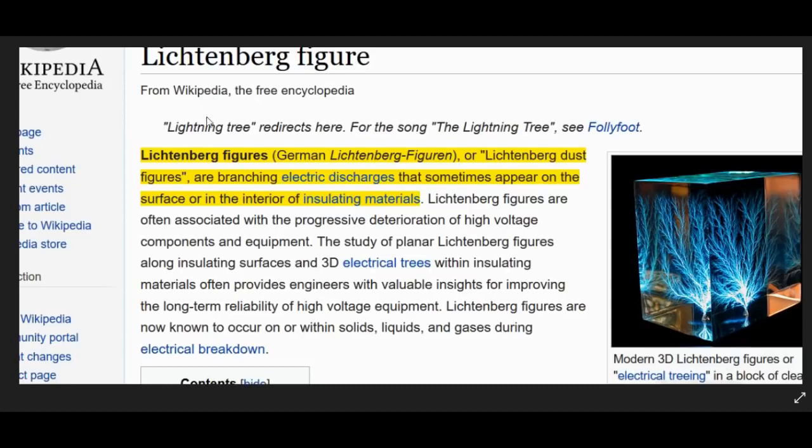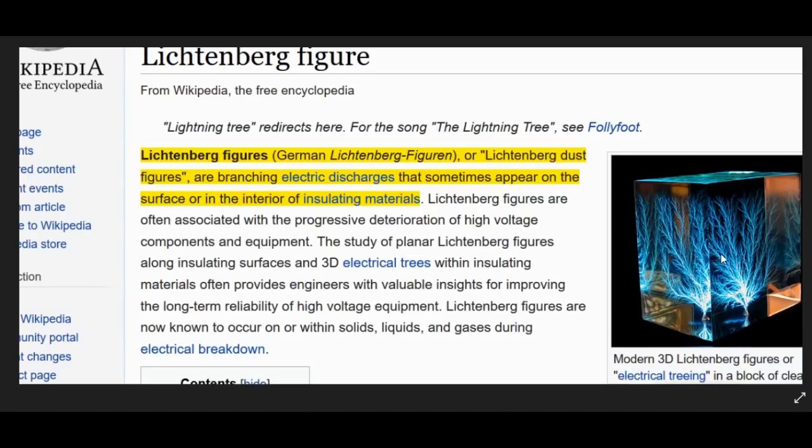So what's a Lichtenberg figure? Lichtenberg figures are branching electrical discharges that sometimes appear on the surface or in the interior of an insulating material. And what you have here is a block of clear acrylic, and here you can see the branching tree-like patterns that are created by the passage of high voltage electrical discharges.